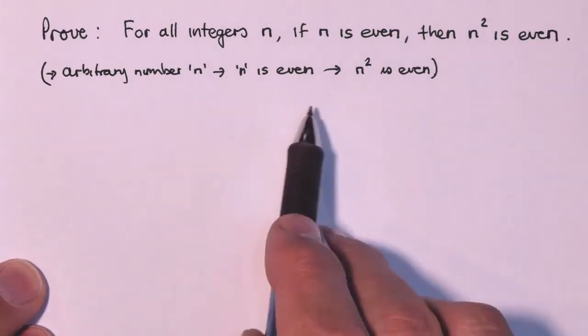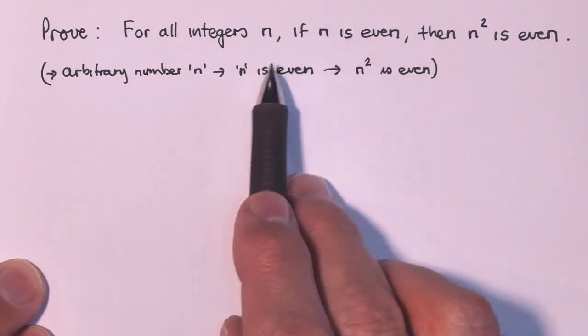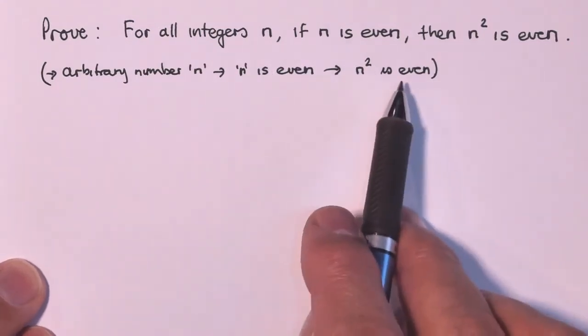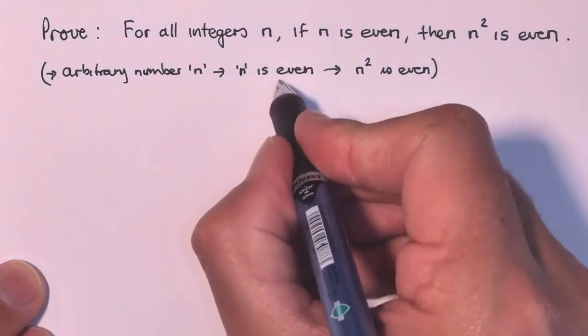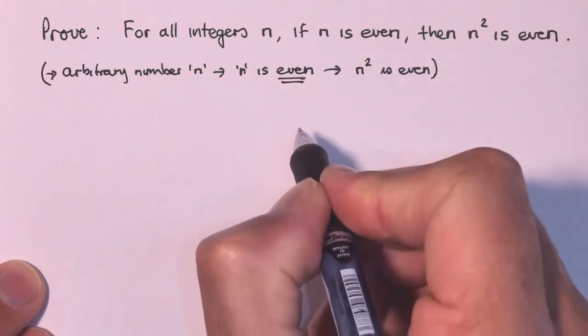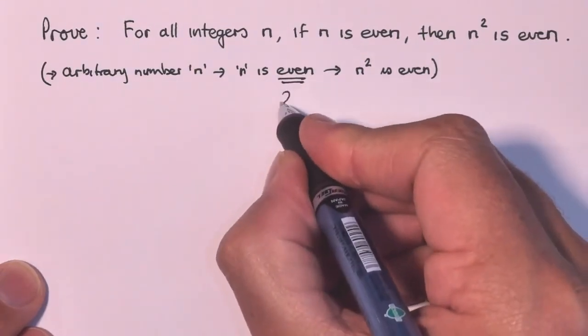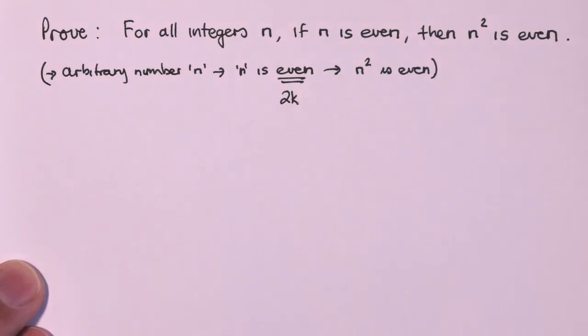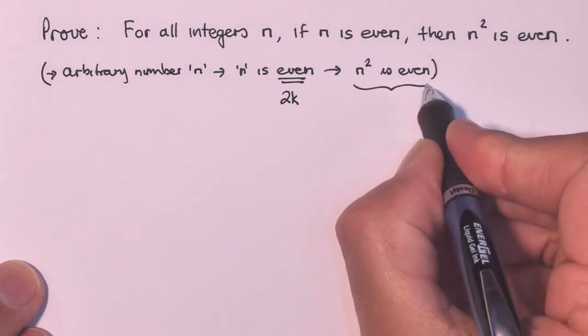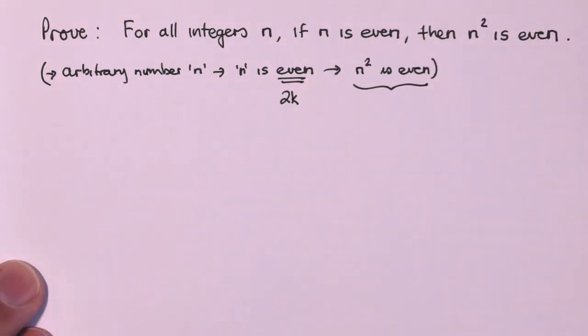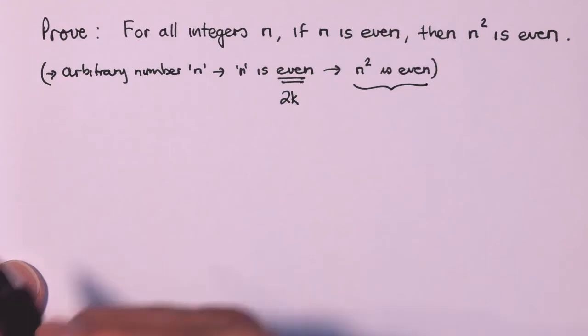Okay, to fill in the details in between, we basically just explain what it means to be even. So that's very important. What does it mean to be even? It means it has to be a multiple of 2, then it's even. And then see what it means for n squared to be even. That will complete our proof.